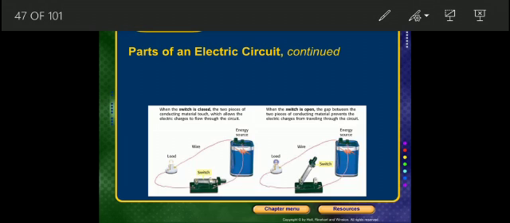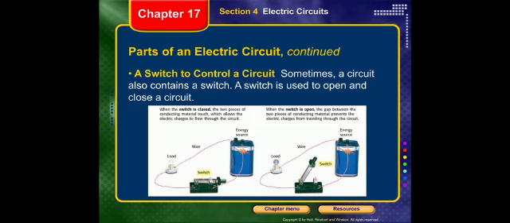Then we'll talk about another part of the electrical circuit, which is known as a switch. A switch is made from two conducting pieces, and the function of the switch is to control how the circuit closes or opens. So we'll study the switch under two cases: if the switch is closed and if the switch is open.